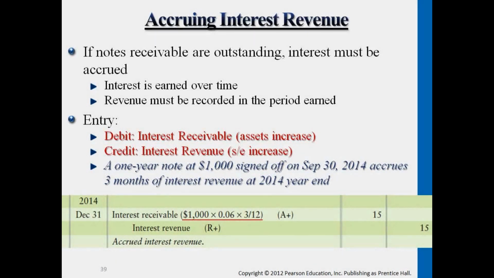Okay, but since this note is not due yet, we're not collecting interest yet, so we're just debiting interest receivable. This is a new receivable account, usually carrying just minor interest revenue. And then on the right-hand side, we credit interest revenue.